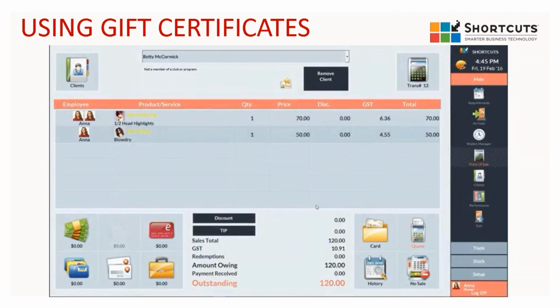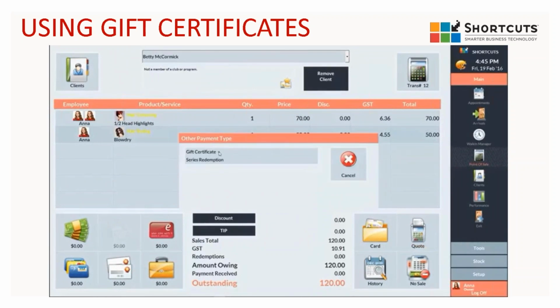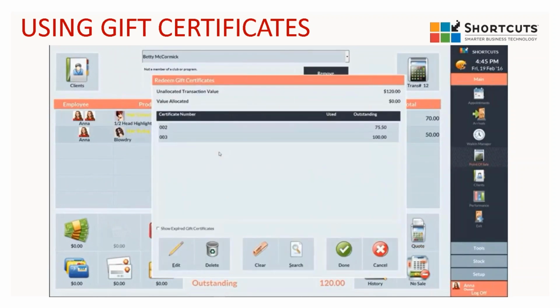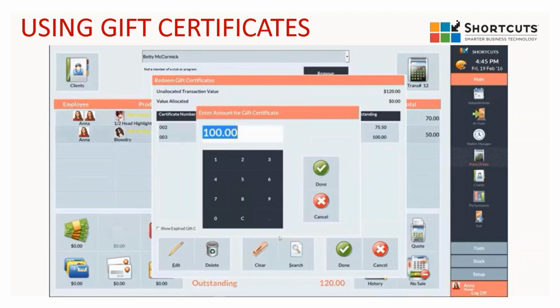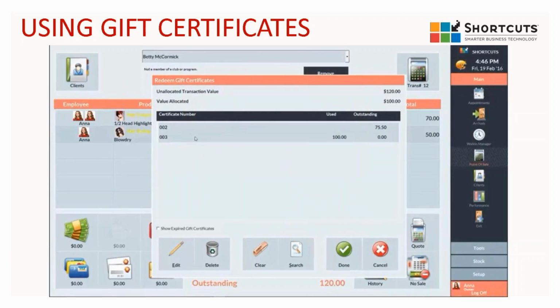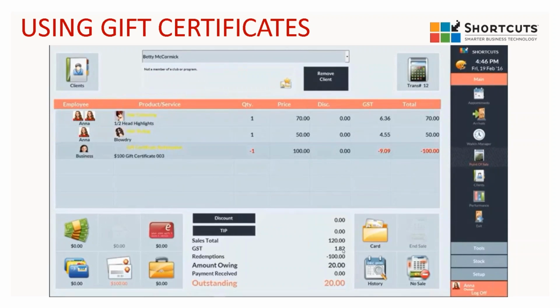Okay, so now if we go to redeem that, we'll choose that gift certificate option, and then you can see there's that 003. Now you can search in this screen if you need to, but that would only be if your list was longer, right? Okay, so we'll apply that for redemption.